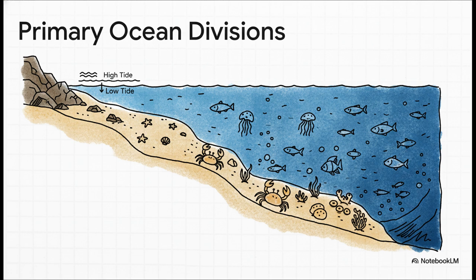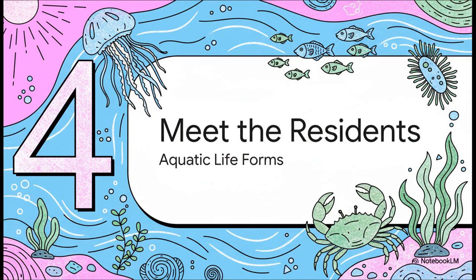Then you have the Pelagic Environment. That's just all the open water, everything from the surface down to the deepest parts of the ocean. And finally, you have the Benthic Environment, which is the entire seafloor itself, from the sandy shallows all the way down to the mud of the deepest trenches. All right, so we've mapped the neighborhoods. Now let's meet the residents.